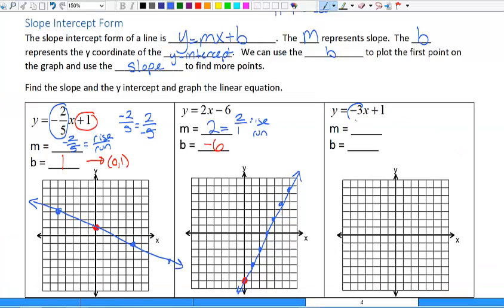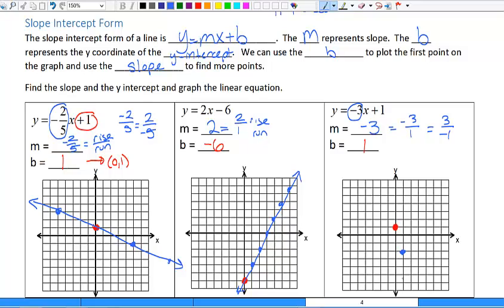Okay, next problem. My slope is negative 3, which is in front of the x. My b is 1. We prefer having our slopes in fraction form, so I'm going to write negative 3 over 1, which could also be positive 3 over negative 1. Either way is going to work. I'm going to start by putting my pencil on the b, which is 1, and then I'm going to move my m. So I rise negative 3, which means go down 3, and then I run a positive 1.